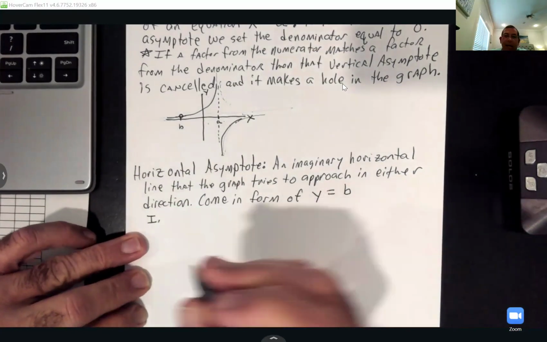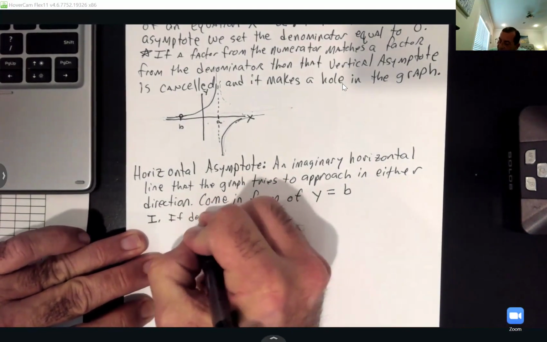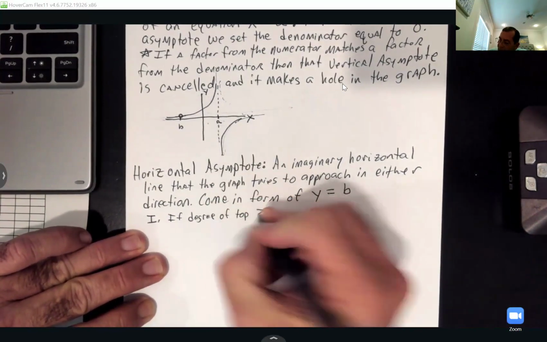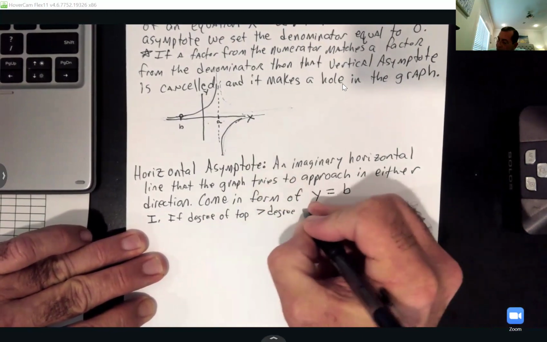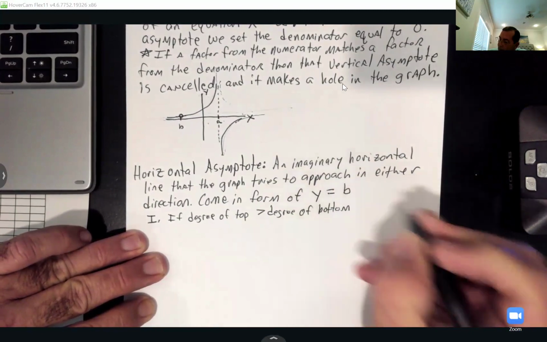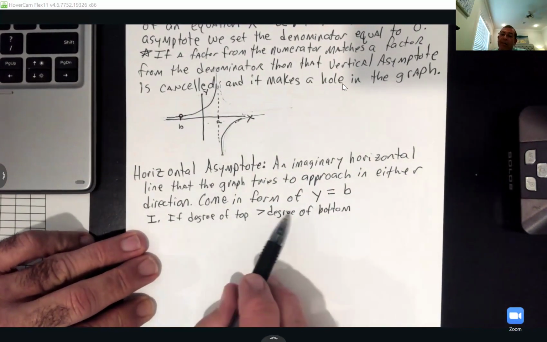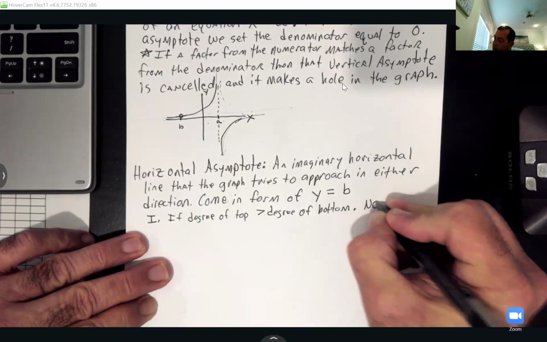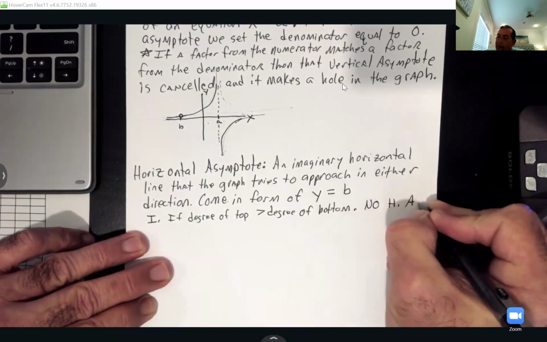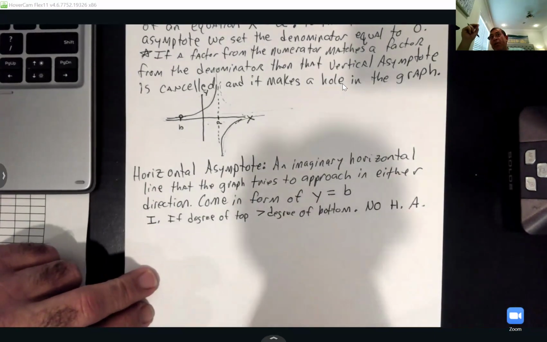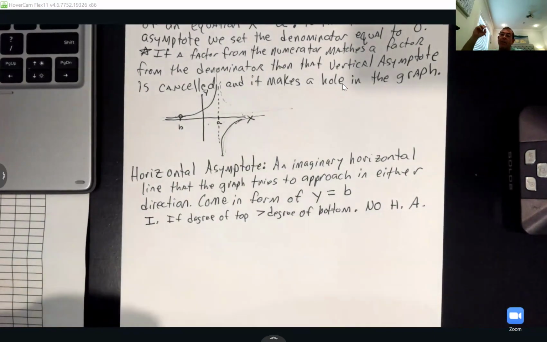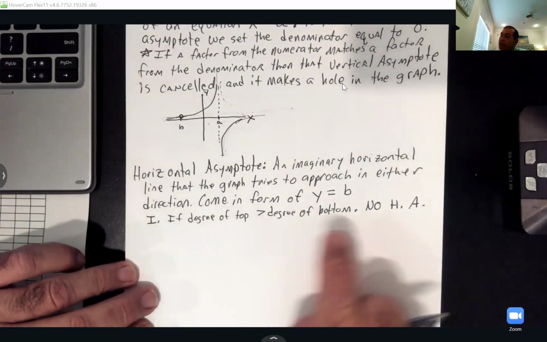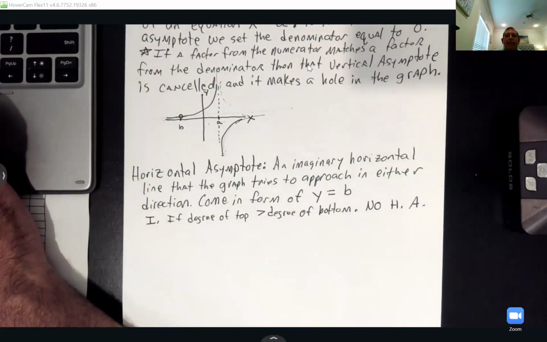So, first case, if the degree of the top is greater than the degree of the bottom, so if the top has bigger exponents than the bottom of your fraction, then there is no horizontal asymptote. Because if the top is bigger degree, that means it's going to be growing a whole lot faster than the bottom. And these graphs will tend to go off towards positive infinity. So there's no horizontal asymptote in that one case.